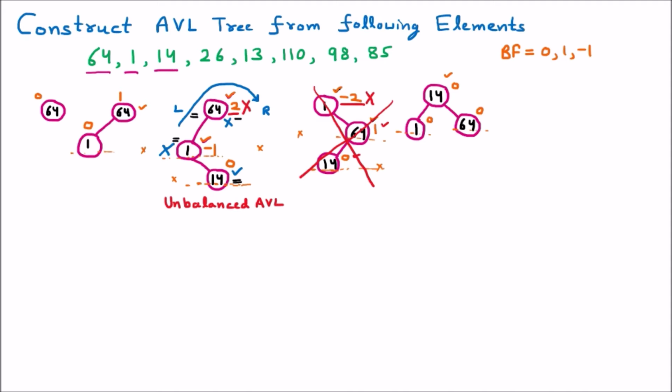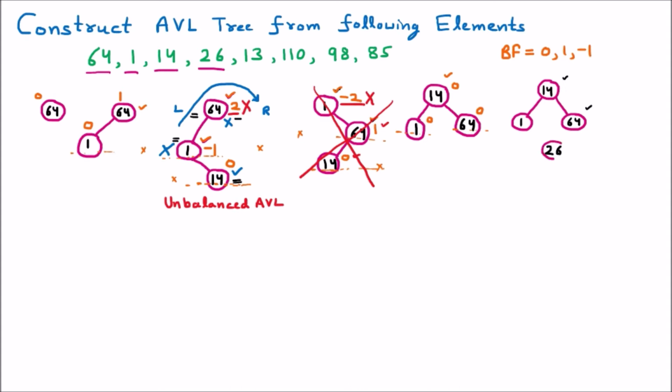Now is the time to insert the next element. Now we are going to the next node, which is 26. So here we have the existing tree and we are inserting the node 26, and we know that 26 is greater than 14 but less than 64. So it will come on the left of 64. So here we are writing the 26.